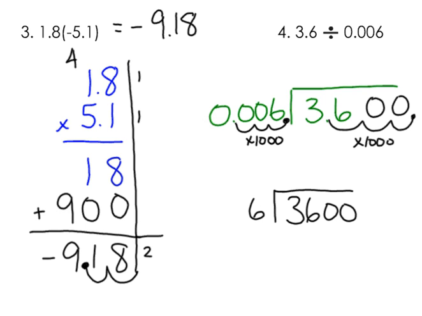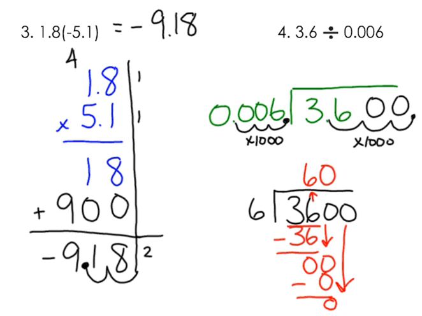So 6 goes into 36 6 times. Remember that you're always going to line this up above whatever the last digit is of the number you're dividing into. So 6 times 6 is 36. Subtract, bring down the next 0. 6 goes into this 0 0 times. And then we're going to bring down our final 0, and 6 still goes into 0 0 times. And so that'll end up finishing out. So our final answer will be positive 600.